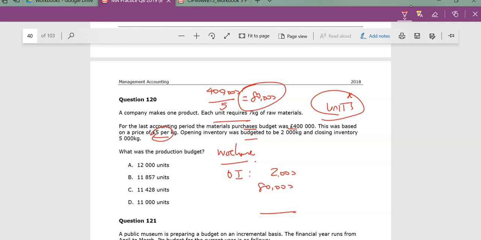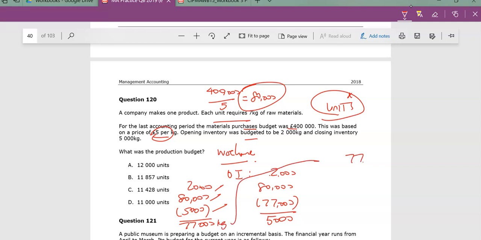So you had 2,000, you bought in another 80, so that's 82. You released a certain amount to only have 5,000 left. You must have released 77,000 kilograms because you have 5,000 left. Or you could look at it the other way. The classic way of doing this is 2,000 plus 80,000 minus the 5,000 closing inventory. Opening inventory plus purchases minus closing inventory gives you, if you like, a cost of sale thinking. 77,000 kilograms is what you released to the guys in the factory.